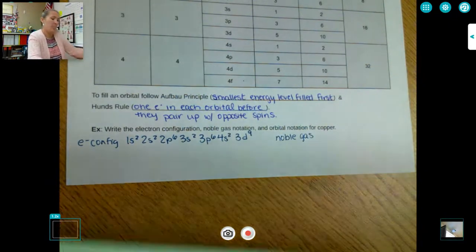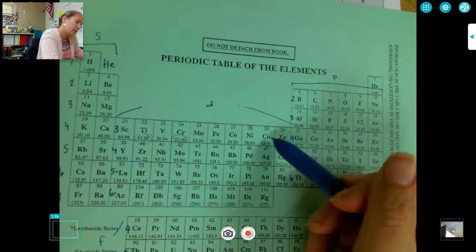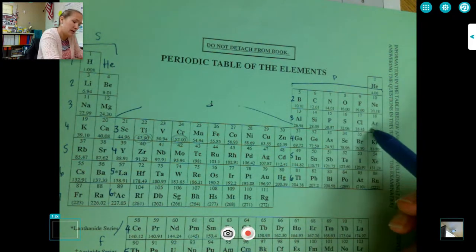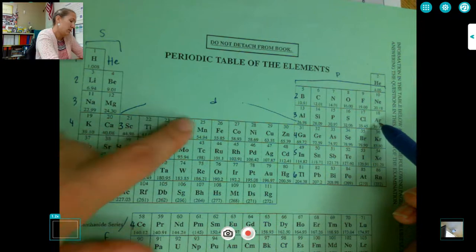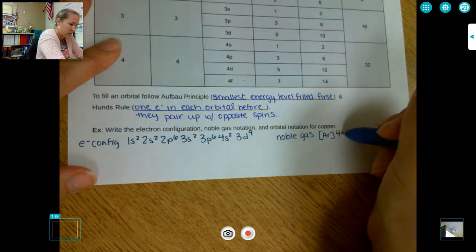Noble gas notation is our shortcut, where we go up and over to our previous noble gas. So copper up and over is argon. So argon goes in brackets. And then everything that comes after argon we report. So after argon comes potassium. So that's 4s2, 3d9. So argon, 4s2, 3d9.